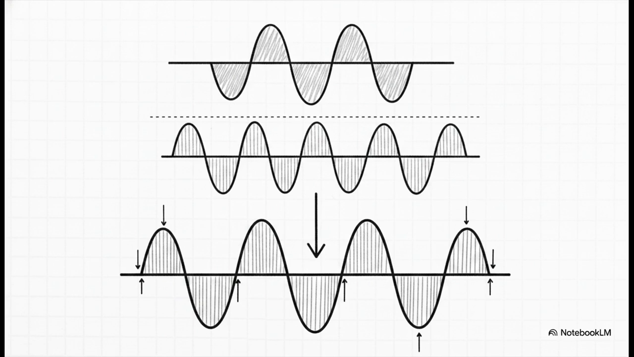But the absolute vital takeaway here is that in AM, the actual frequency of the carrier wave isn't affected at all. It stays entirely constant. Only its height, its amplitude, changes linearly to match our audio.